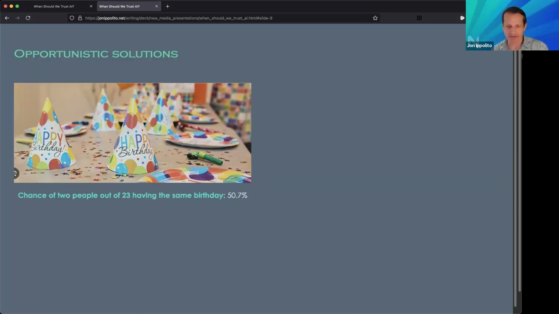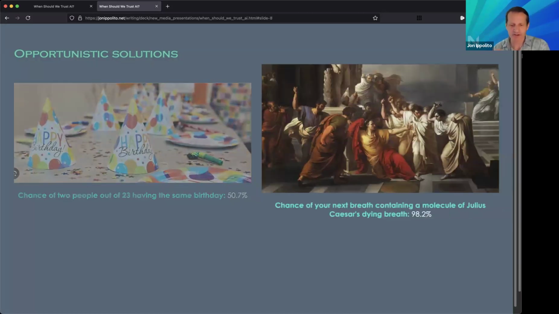Here's another example that's even more extreme. The chance of your next breath containing a molecule of Julius Caesar's dying breath. So he's like, et tu, Brute, and he breathes out his last lungful. Now, we're assuming even mixing of the atmosphere between now and, whatever it was, 300 BC. What are the chances that one of those molecules makes it into your next lungful? Well, that seems incredibly unlikely given how big the atmosphere is. But it turns out to be extremely likely, much more likely, in fact, than 23 people in a room having the same birthday. It's 98%.